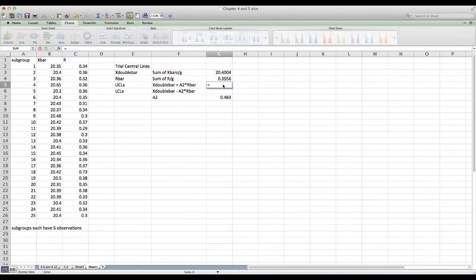So now I'm ready to calculate the upper control limit for the X bar chart as the addition of this X double bar plus this constant times this R bar value that we just calculated. Check, just got the upper control limit. Now I'm going to use the same process for the lower control limit, except I'm going to subtract this term.